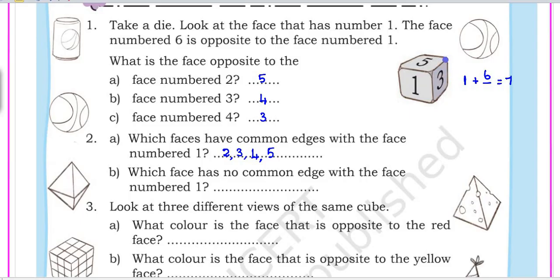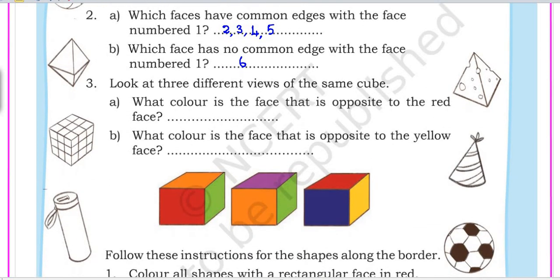That is not having a common edge. Now, which face has no common edge with the face number 1? No common edge is the opposite face, which is the opposite of 1, that is 6. We can complete. Now come to question number 3.